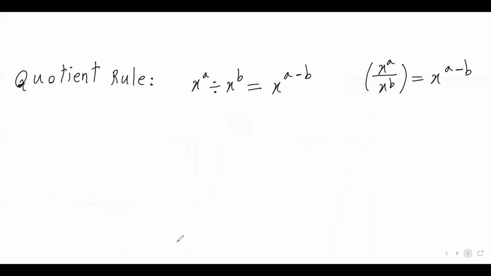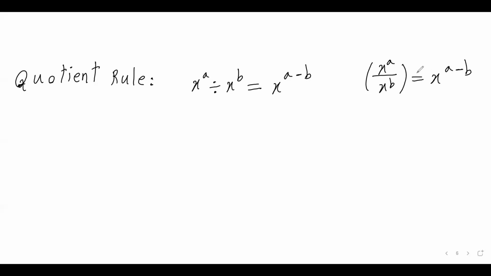Let's move on to our next rule, which is the quotient rule. x to the power of a divided by x to the power of b equals x to the power of a minus b. So we're dividing two powers with the same base, or common base. We write down one of the bases and we subtract the exponents. So when we have division, we have to subtract. Or we can write it in this form: x to the power of a over x to the power of b is equal to x to the power of a minus b. Top minus bottom.